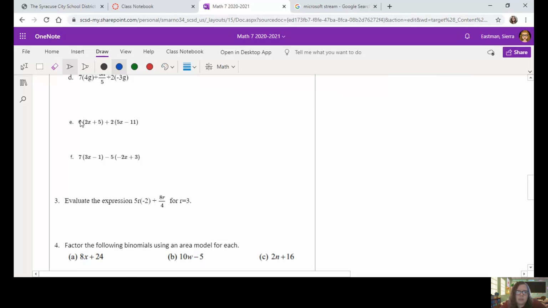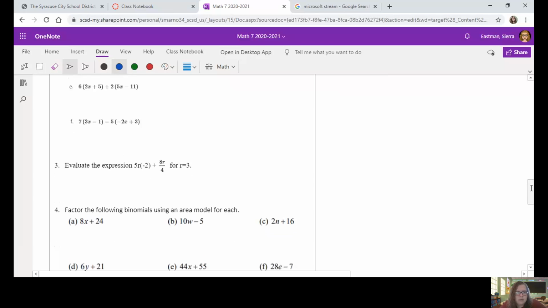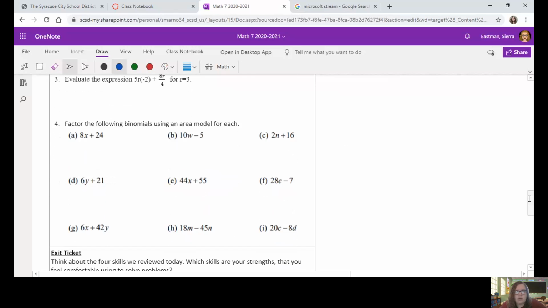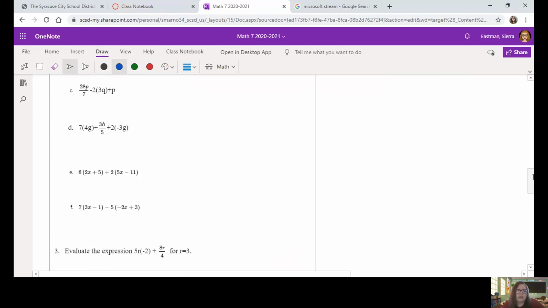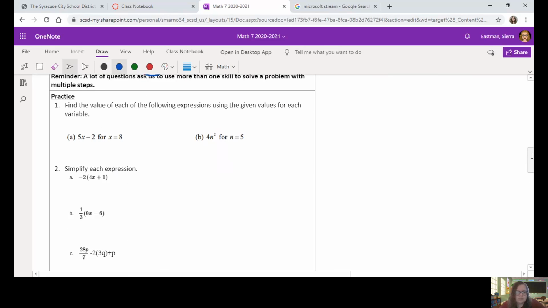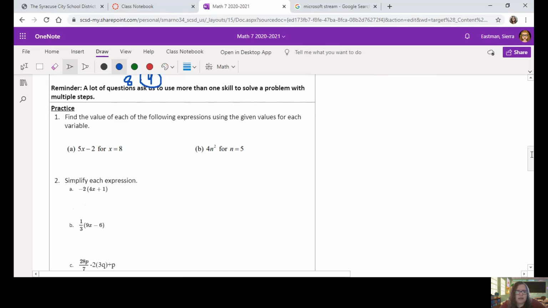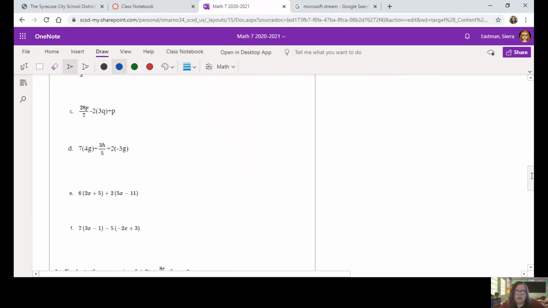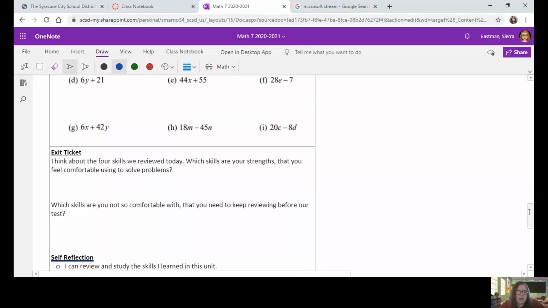We might have distributive property multiple times, and then at the end you have to simplify even further by combining those like terms. It could be like question 3, where you have to simplify first and then evaluate using a certain value for the variable. Or factoring, that's kind of a one-step process. Find that GCF and create your product using a new binomial and another value. So just keep that in mind as you practice these, and try as many as possible.